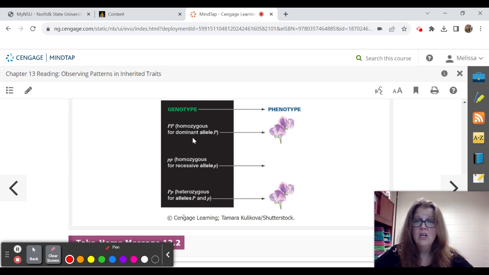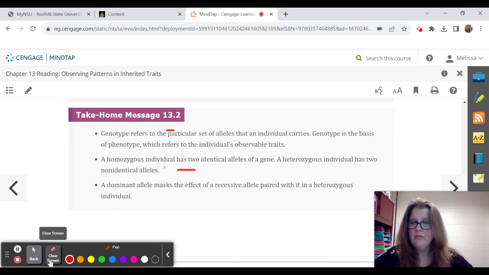So homozygous dominant in the top part here, we're showing with two capital P's, meaning that this flower has two dominant alleles. Its phenotype is going to be purple. Homozygous recessive, meaning it has two recessive, two little p's, in this case, is how we write it. And it's going to be the white flower. And then if it's heterozygous, it has one big and one little, one dominant, one recessive. And it's still going to show that dominant phenotype because as long as it has one, it's still dominant.